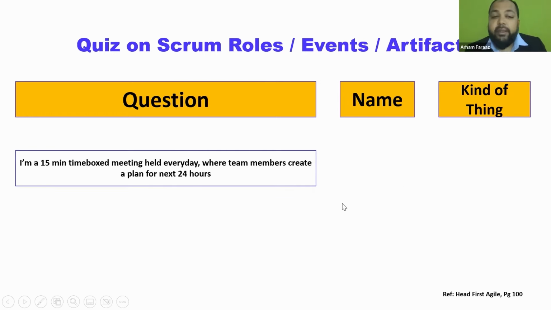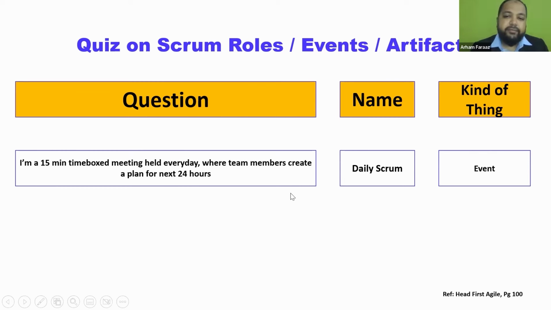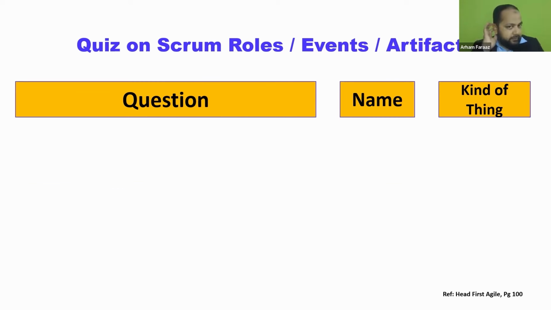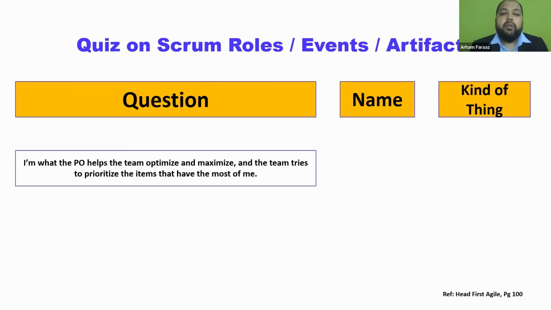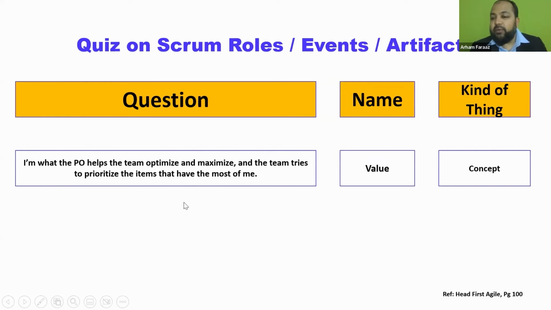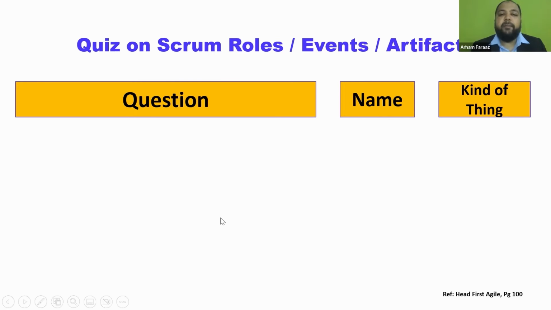I have a 15-minute time box meeting held every day where team members create a plan for the next 24 hours. Held every day. That's the daily scrum. It's an event. Okay. Next one. I'm what the PO helps the team optimize and maximize, and the team tries to prioritize the items that have the most of me. I am the value. It's a concept. Okay. Fine. Next one.